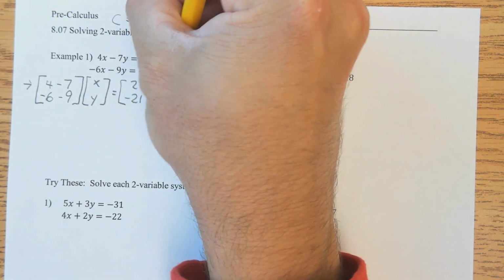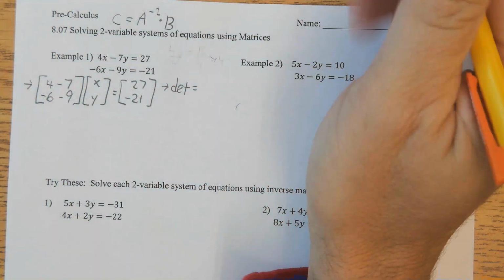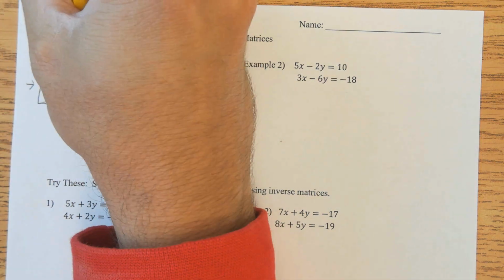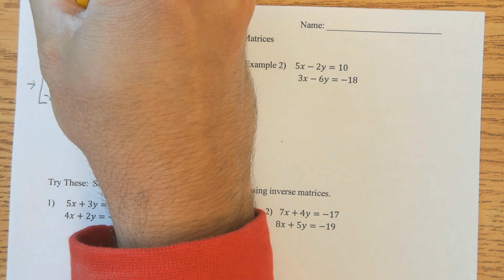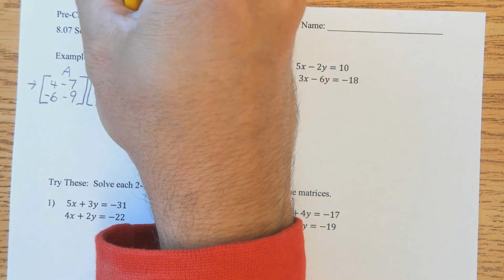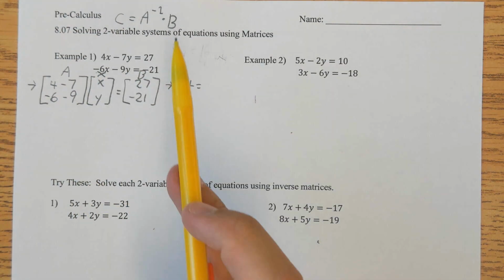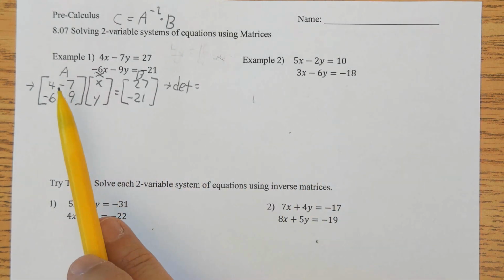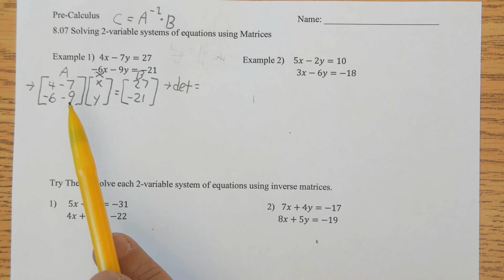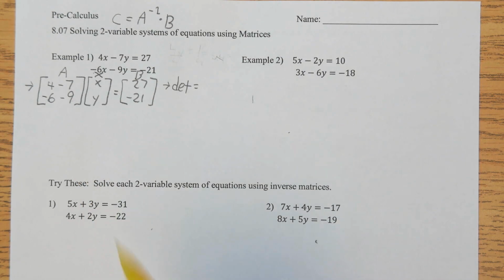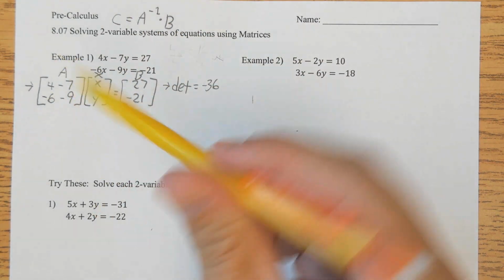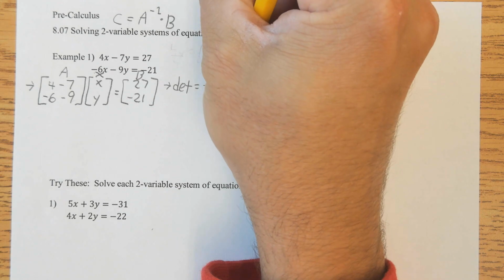Okay? So my next step is I need to find the determinant of, oh, I'm sorry, let's label this. This is A. We just call this X here above, even though it's a double X, and then this is B. Sorry. And then C is going to be our solution. So the determinant of A would be what? It would be 4 times -9, which is -36, minus -6 times -7. The minus sign here, though, makes it a +42.